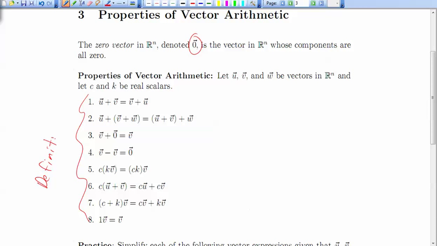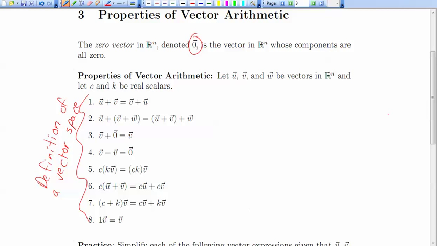Now I do not want you to memorize these at all. I'm just showing them to you for now so that when you see them in your later courses, you might kind of remember. So let's just very quickly go through them to see what they're saying. The first one's saying that u plus v is the same as v plus u. If you change the order in vector addition, it doesn't matter. That's pretty obvious. Number 2 says that if you have 3 vectors, the order in which you add them up doesn't really matter.